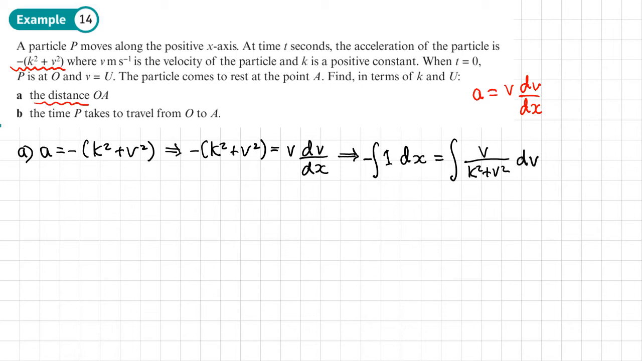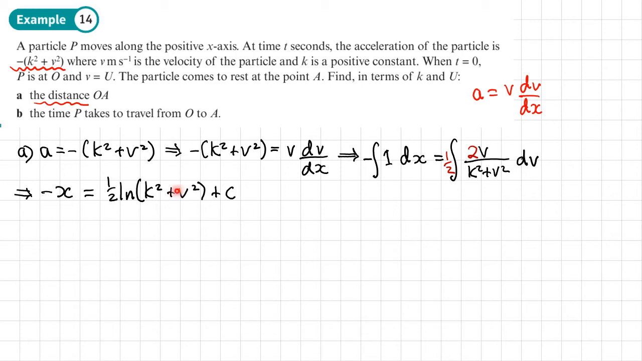Now we can integrate both sides. Well, the left hand side is going to be nice and easy. That'll just be negative x. Then on the other side, now let's see if we can make some adjustments here. If I make the top just like the bottom differentiated and stick a half there to keep it all balanced, then it's going to be half log of the bottom. So half log of k squared plus v squared plus my constant of integration.